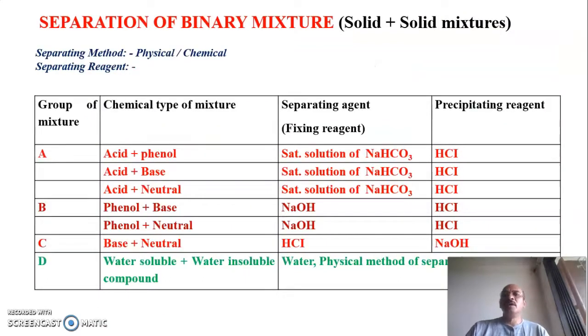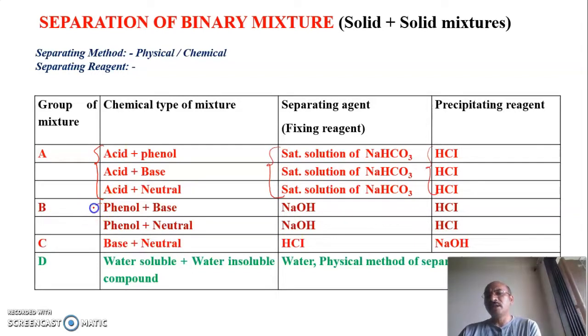So let us see. For a separation of binary mixture chemically, mixtures are classified into three types: A, B and C. That fourth type of procedure will be for physical method of separation on the basis of solubility difference. So for chemical method A, B, C, those are the three types. In A, you see acid is there as a first component. Saturated solution of sodium bicarbonate is there as a separating agent, and hydrochloric acid is there as a precipitating reagent.